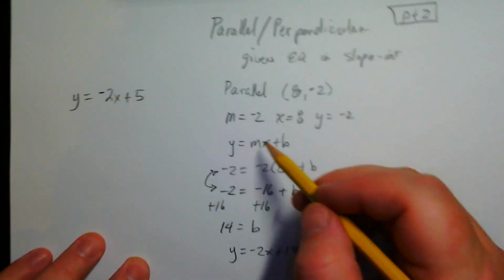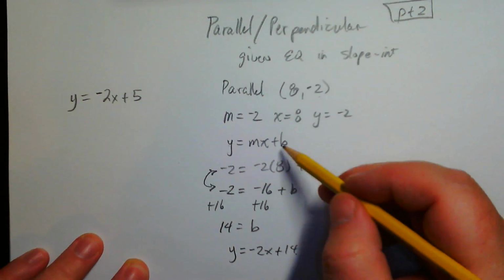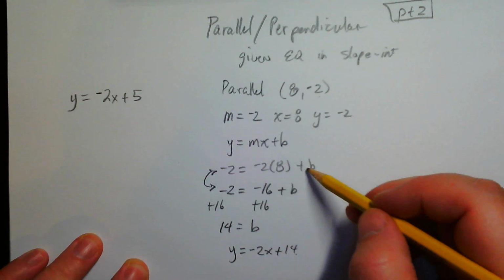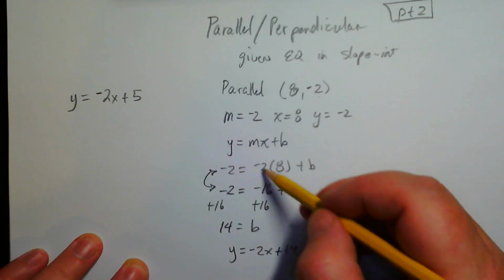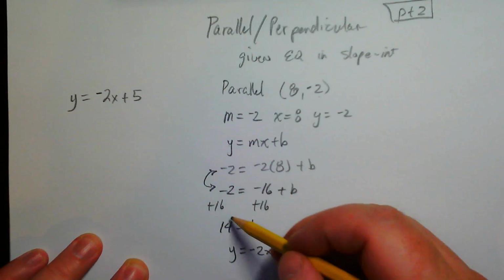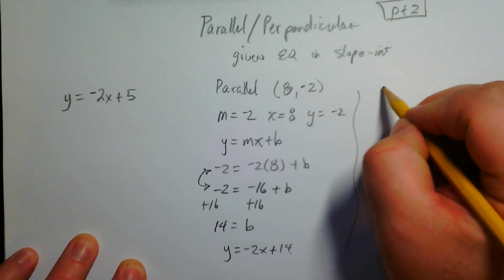So again, find your m, x, and y, plug it into the slope-intercept form, distribute or simplify, right? Plug it in, simplify, inverse operations, find your y-intercept, write your equation. Now, let's do another one over here that's perpendicular.